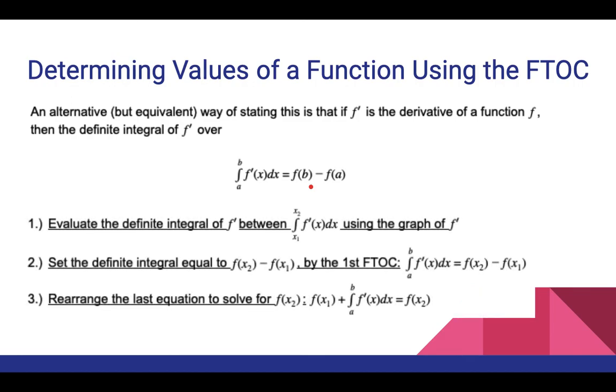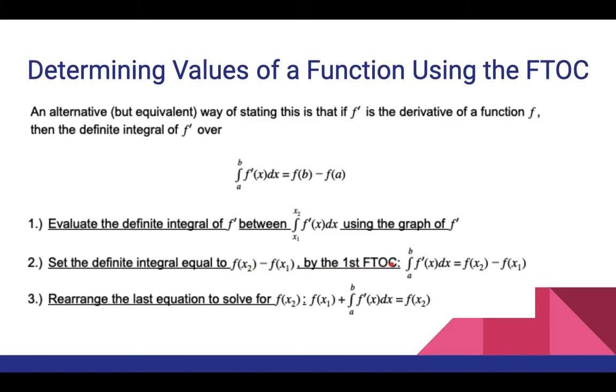So how we can use this right here is if we want to evaluate the definite integral of f prime between x1 and x2 of f prime dx using the graph of f prime, say we're given a graph of f prime, we evaluate this integral just like we did in 4.3, by evaluating the area between the curve and the x-axis. The second thing we're going to do is set the definite integral equal to the change in f, meaning f of x2 minus f of x1.